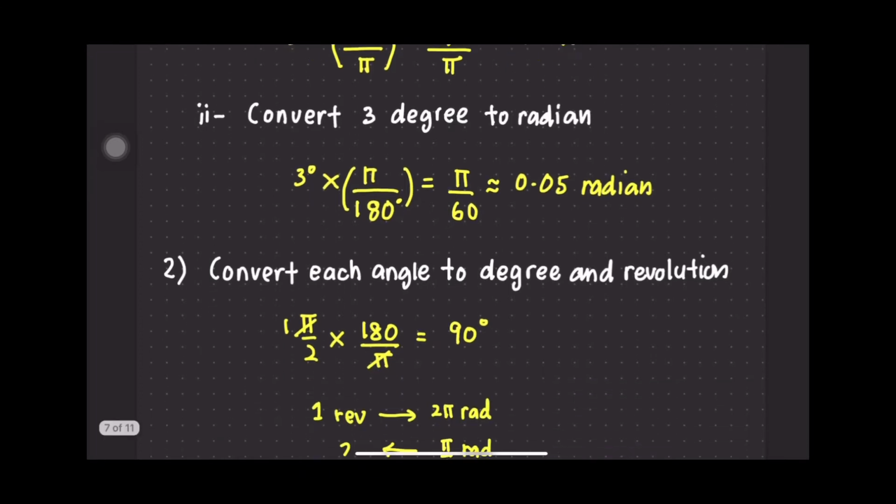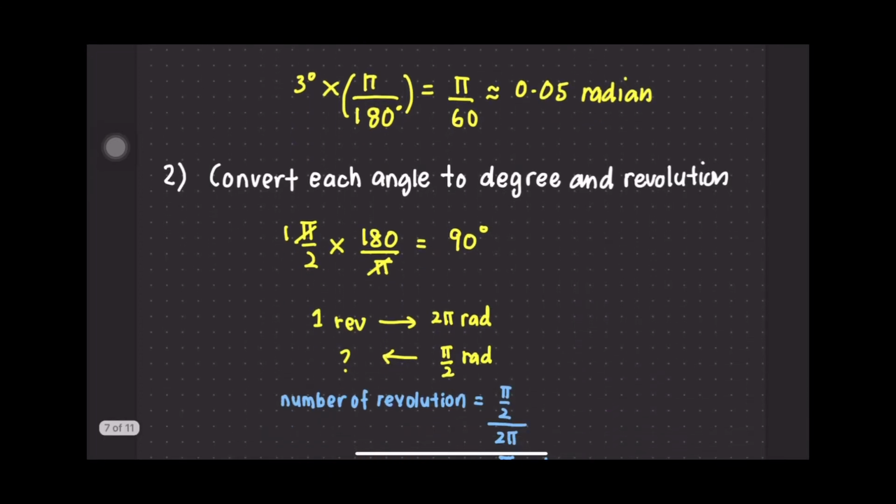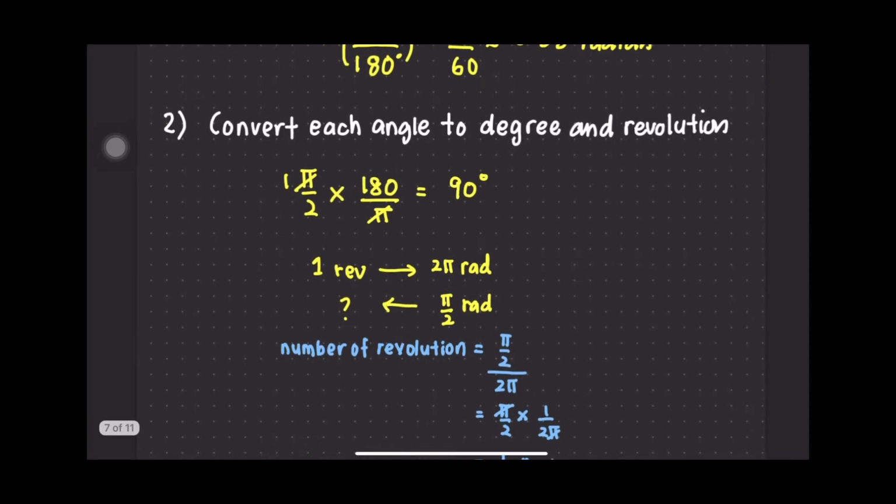Okay, so convert each angle to the degree and revolution. Ini contoh dalam buku, saya ambil satu je. Nanti yang lain tu awak kena buat lah. Okay, contoh saya ambil pi per 2. Pi per 2 dalam unit radian. Okay, dia suruh kita tukar dalam unit degree.